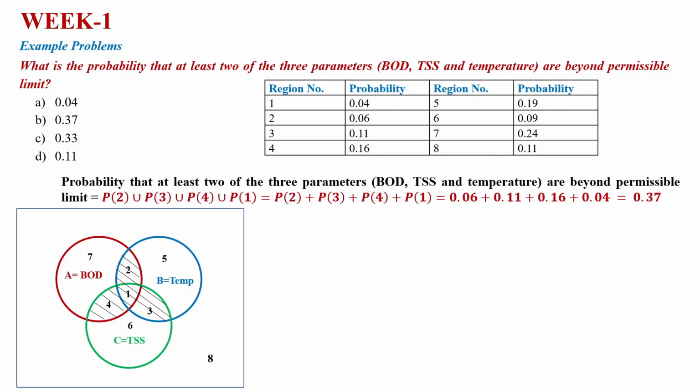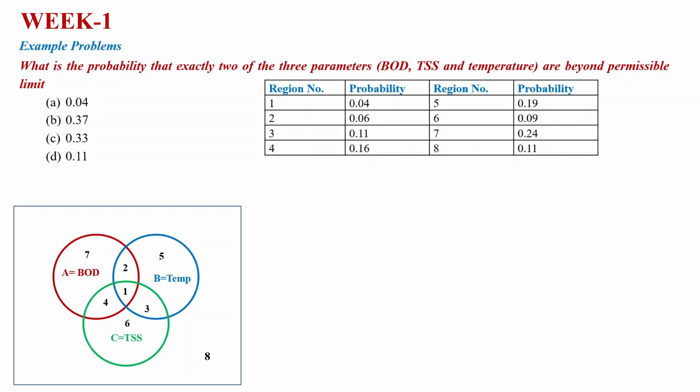So what is the probability? That is P2 union P3 union P4 union P1, which equals P2 plus P3 plus P4 plus P1, equal to 0.37. So the answer is B. Now comes the next question.